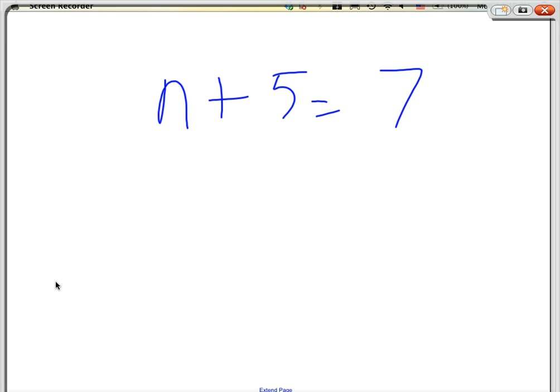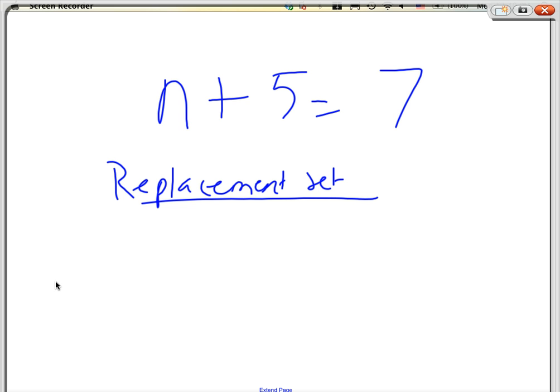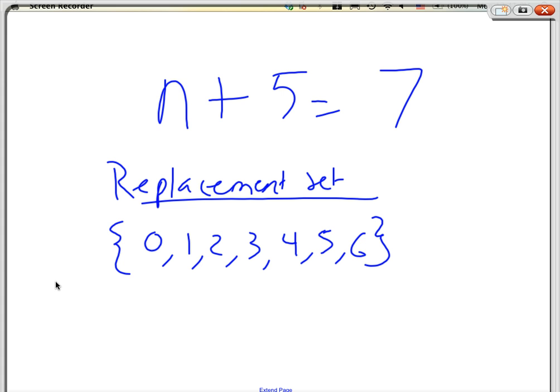What if I don't give you the answer, but instead I'm giving you a whole set of numbers? This set is what we call a replacement set. It's not yet your answer, but you know your answer is possibly in here. Notice I'm using the curly brace. It's just a way that we signify a set of numbers. So for example, I have 0, 1, 2, 3, 4, 5, 6. This is called a replacement set.